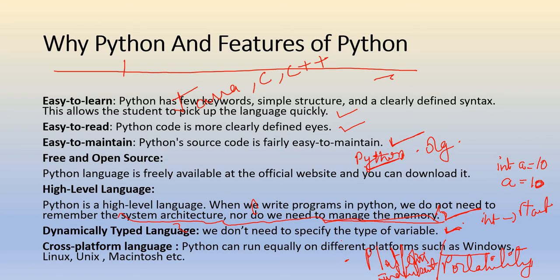So these are the features that support using Python in an easy way. The very first one is what? Easy to learn. And what is the second one? Easy to read. The next one is easy to maintain, and it is a free, open source, high level language. It is dynamically typed and also a cross platform or platform independent language. These are the main features of Python, right?